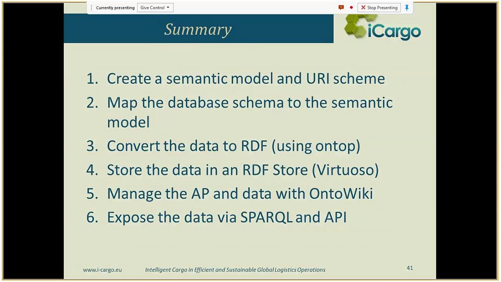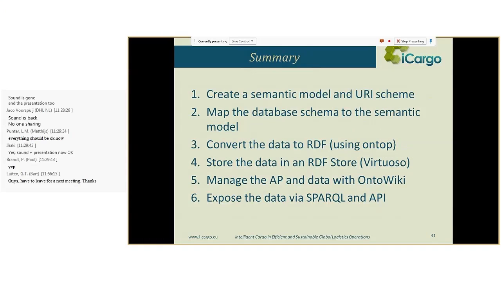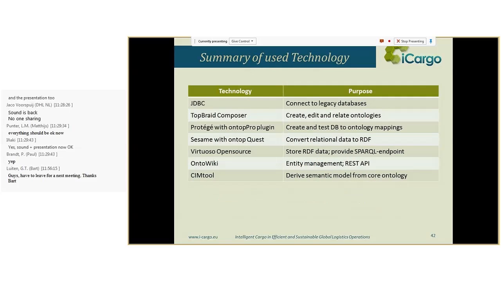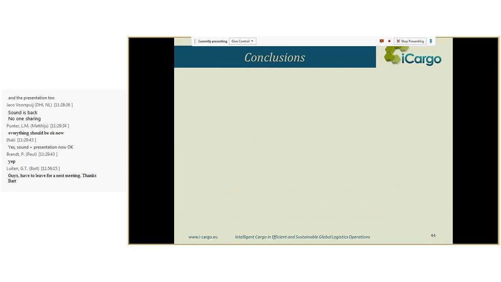So to summarize, what we have done is created a semantic model and a URI scheme for the Truckers United case. We mapped the database schema to the semantic model using this Ontop tool. We converted the data to RDF. We store the data in an RDF store, and that way make it suitable to manage through a web interface, and also to expose the data through a SPARQL interface and also an API. And this is just a summary of the used technology for you to review later if you like.